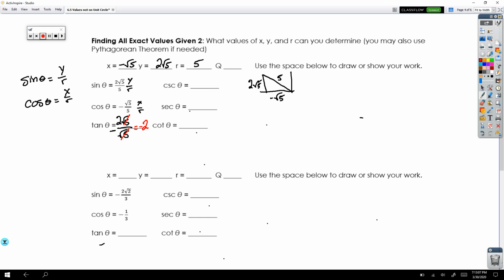Alright, let's look at the reciprocals now. The reciprocals for this one are a little trickier because I'm going to have that radical in the denominator now. So, cosecant, r over y. So we're going to have 5 over 2 root 5. Again, check your numbers outside first. I have 5 on top and 2 on bottom. Fortunately, neither of those simplify. So we're going to go right into rationalizing.